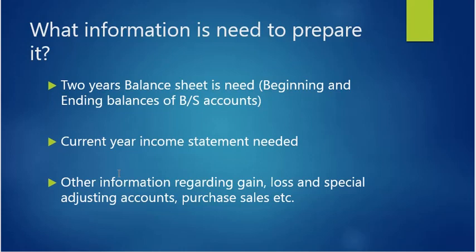Then along with that, we need the current year income statement also. Why do we need the current year income statement? Because that would be the starting point if you're preparing a direct or indirect, any form or type of cash flow statement. So we do need an income statement for the same year for which we are supposed to prepare the cash flow statement. Other than the balance sheet and income statement, we need some information regarding capital gains, capital losses, some special kinds of adjusting accounts, and purchase and sales transactions. We will talk about that in a couple of minutes.